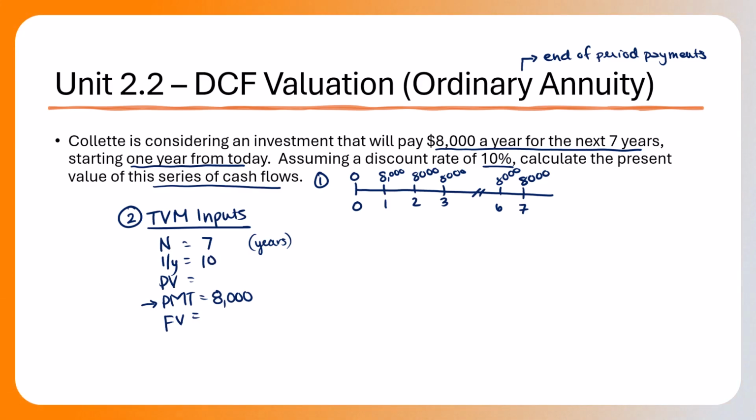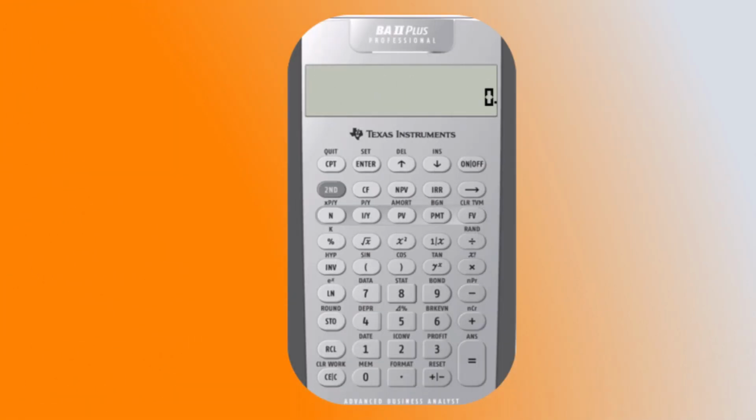Our discount rate is 10%. We're trying to find the present value of this set of cash flows. There is no additional cash flows at the end of this timeline, so we'll just put 0 for our future value. We'll go into our time value of money input parameters, clear it out.